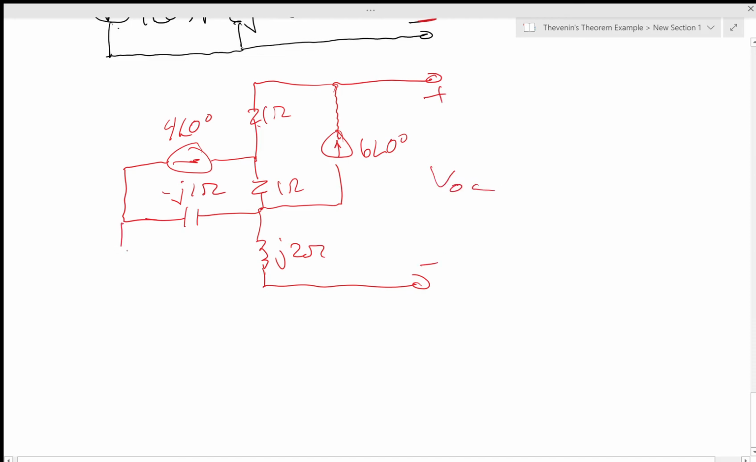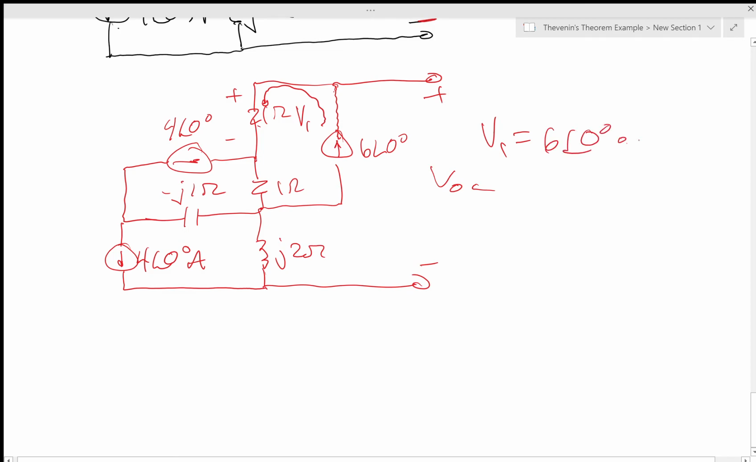And then I have this 4 angle 0 degree amp source. So really and truly what I did, I said, okay, here we go. V1 is in this direction, and this current source is coming up to here. Okay, so V1 equals 6 angle 0 degrees times 1 ohm, which equals 6 angle 0 degree volts.